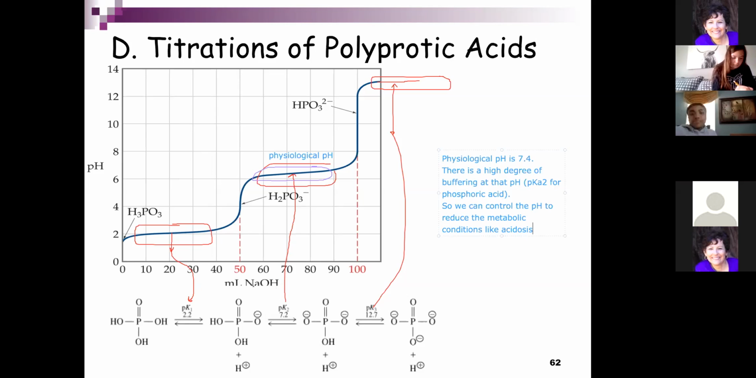So phosphoric acid is one where there is a big buffering region at physiological pH. What was the other compound or the other equilibrium that we talked about that also had buffering at physiological pH? Bicarbonate. Yep, bicarbonate.